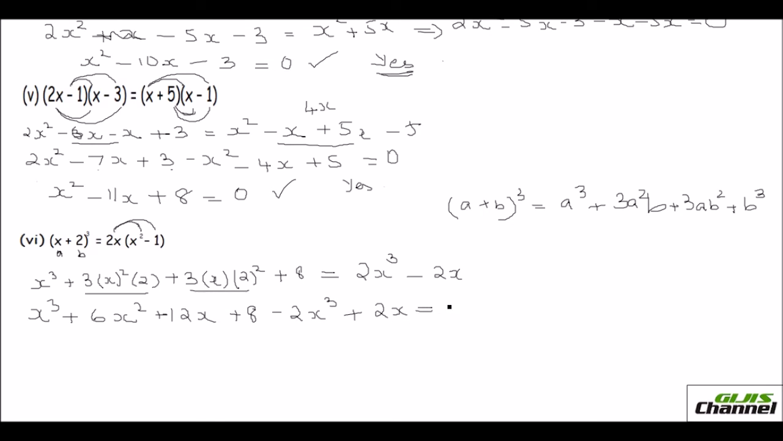I have brought it to my left side, okay? Now you can put all this together, the like terms together. Your x cubed and minus 2x cubed makes it minus x cubed, okay? Then you have only one x squared term, so I just write that as it is. So that is 6x squared. And you have two x terms, put them together, that becomes plus 14x plus 8. And you can easily say it is not a quadratic equation because the highest order here is 3, right? So this is not a quadratic equation. This is a cubic equation.